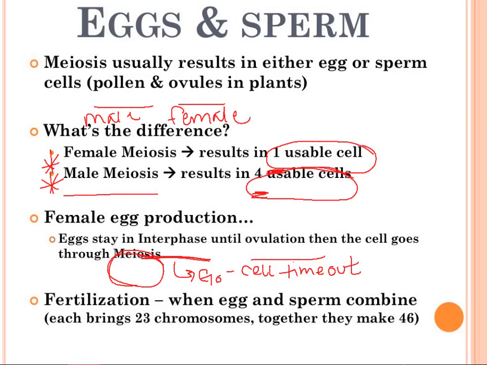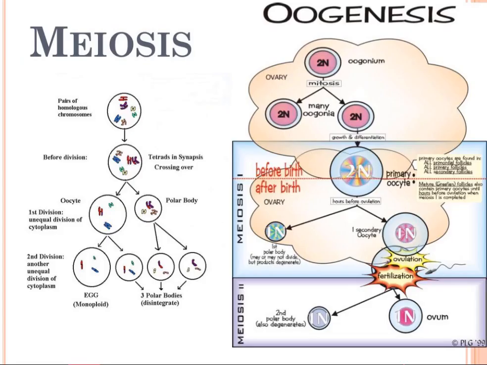Now males are different because they don't start even producing this till puberty, but they're born with no sperm. They just produce an unlimited amount of sperm throughout their lifetime. And then a key thing to note here, fertilization is when an egg and sperm combine. So a couple pictures just to show that a little bit better.